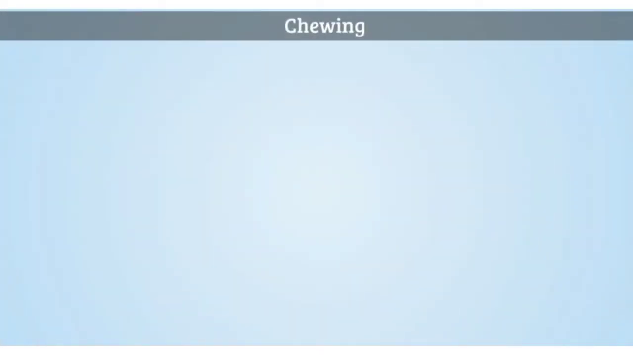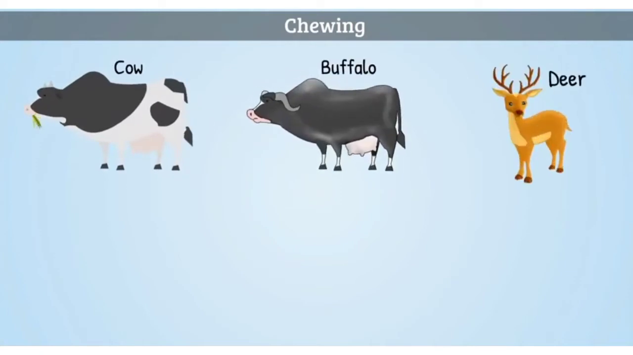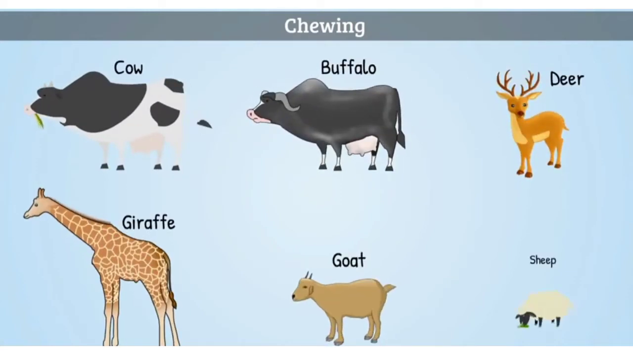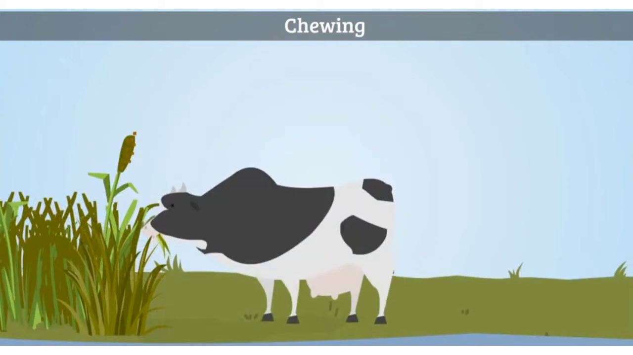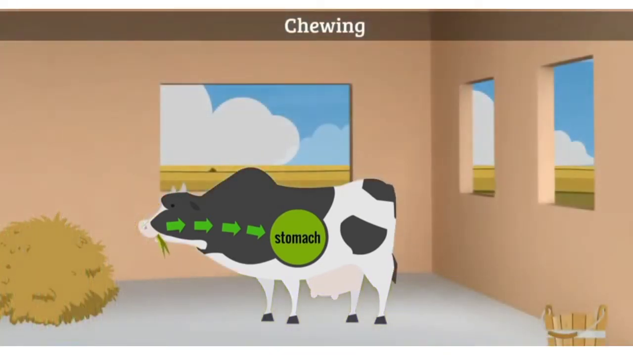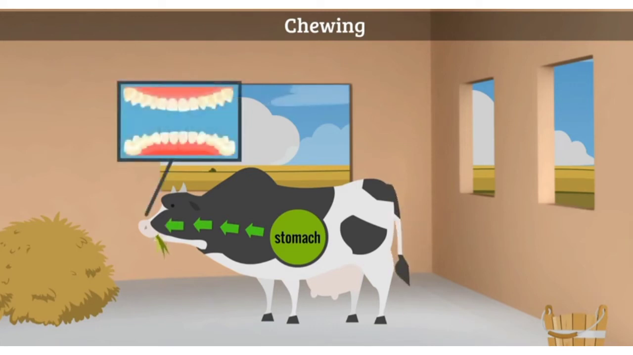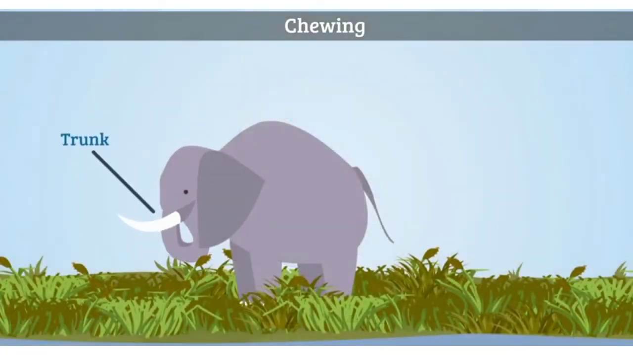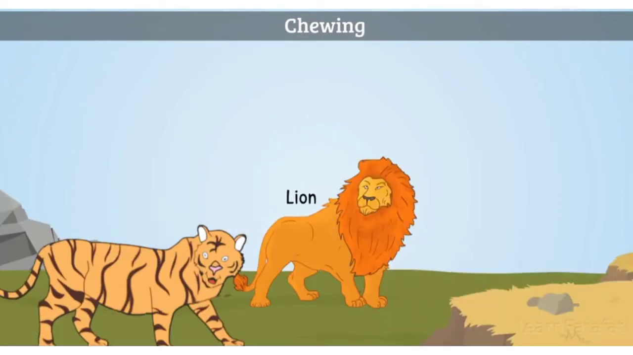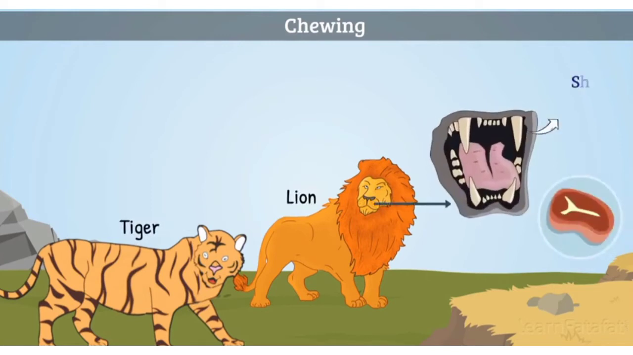Chewing. Animals such as cow, buffalo, deer, giraffe, goat, sheep, etc. chew the cud. That means first they bite the plants and swallow them. Later, they bring the swallowed food back into the mouth for chewing it again. For chewing and grinding the food, they have wide, flat teeth. Elephants use their trunk to put the food in the mouth for chewing. Animals like lion and tiger tear the flesh with their sharp-pointed teeth and chew it with their grinding teeth.